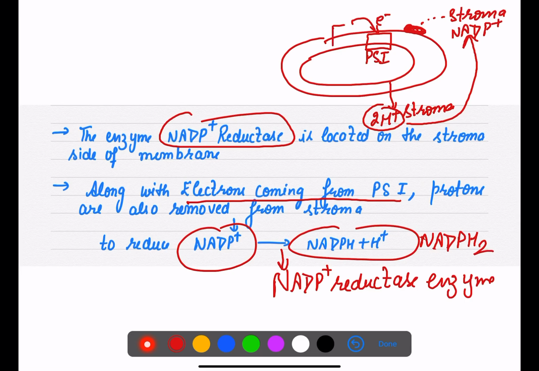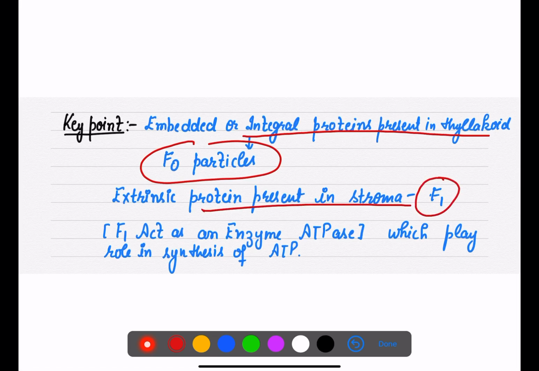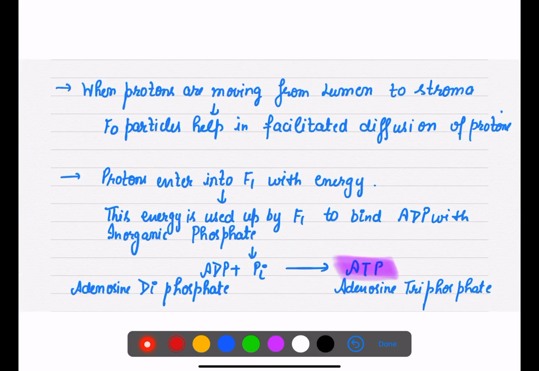As soon as the ETC gives the electron to PS1, it ultimately gives the electron to NADP. Once the electrons reach PS1, there is a release of protons in the stroma, and these protons join with NADP. Integral proteins present in the thylakoid are F0 particles, and extrinsic proteins are F1. F1 acts as the enzyme ATPase, and ATPase helps in the synthesis of ATP.